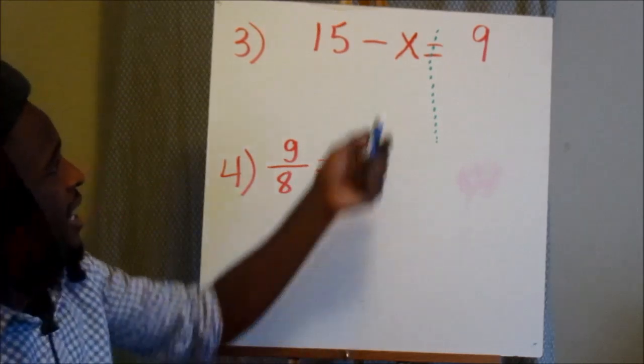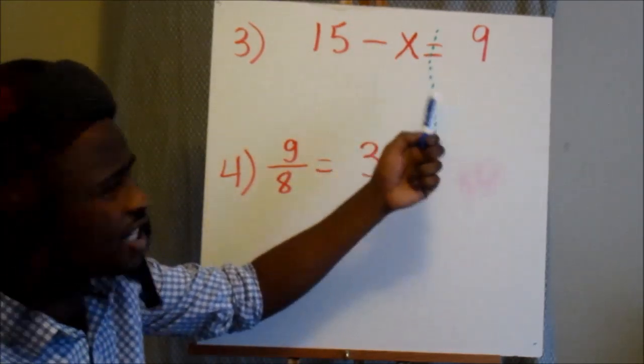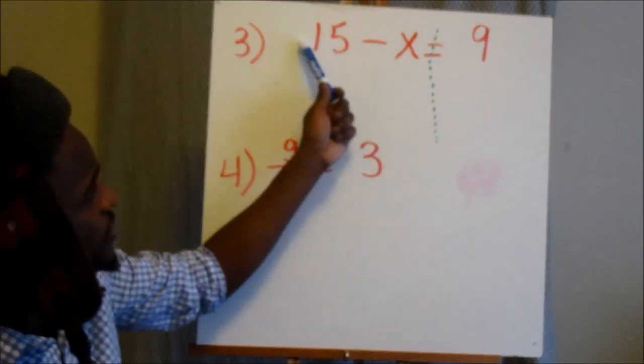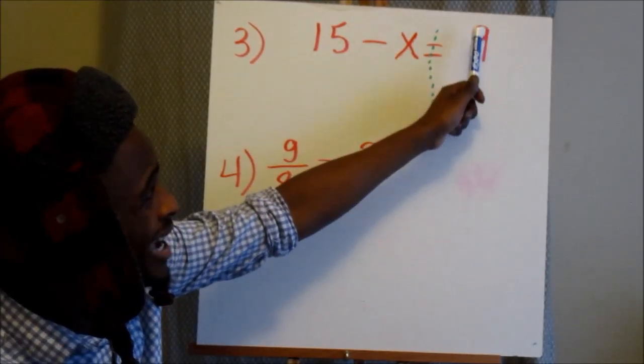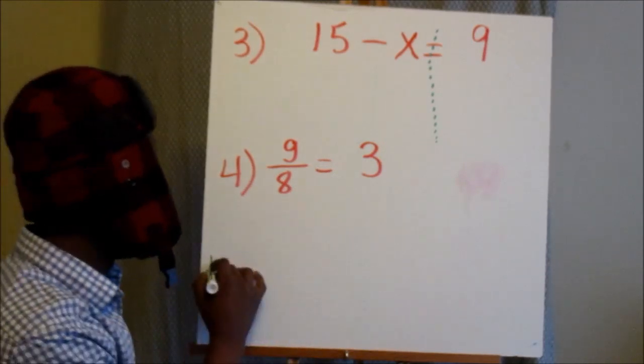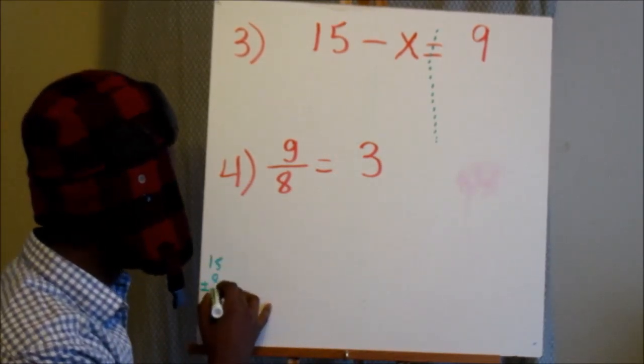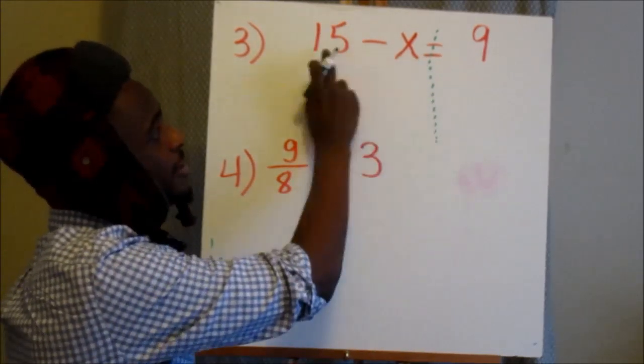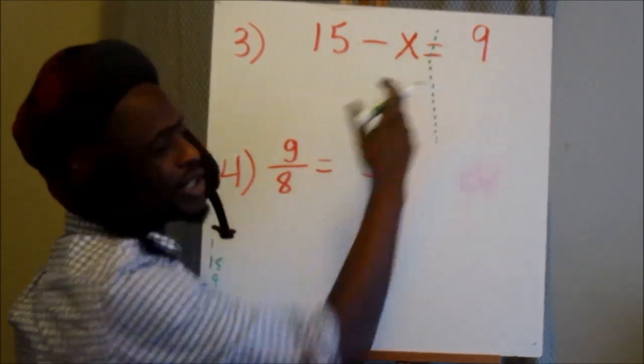Alright, I draw my dividing line, and I'll say that the opposite of subtraction is addition, but if I add 15 to both sides, on this side I can get 30, because 15 plus 15 is 30, and 9 plus 15 is 24, and I plug in 24 here. 15 subtract 24, that wouldn't equal 9, so that couldn't make sense.